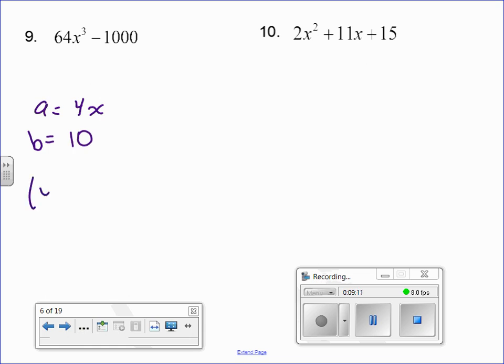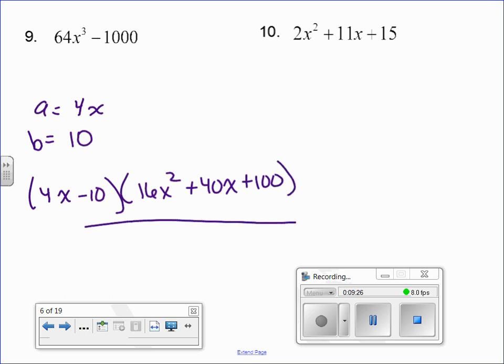So here's my final answer. 4x minus 10, that's A minus B. Now A squared would be 16x squared. Plus A times B would be 40. And then plus B squared, which would be 100. And that is a perfect cube technique.